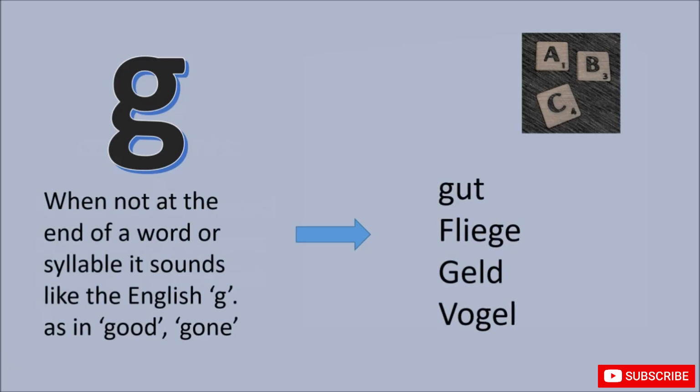And if it's not at the end of a word or a syllable, it sounds more like the English G, as in good or gone. Gut, Fliege, Geld, Vogel.